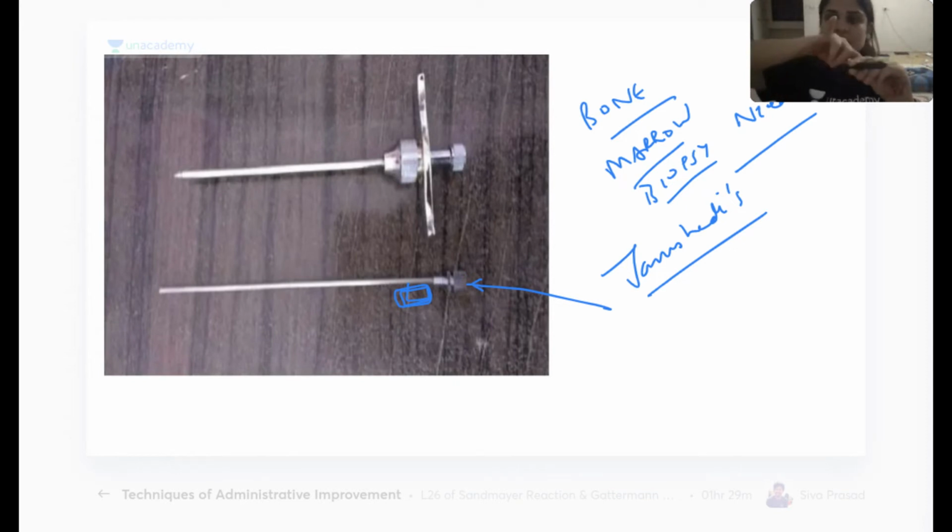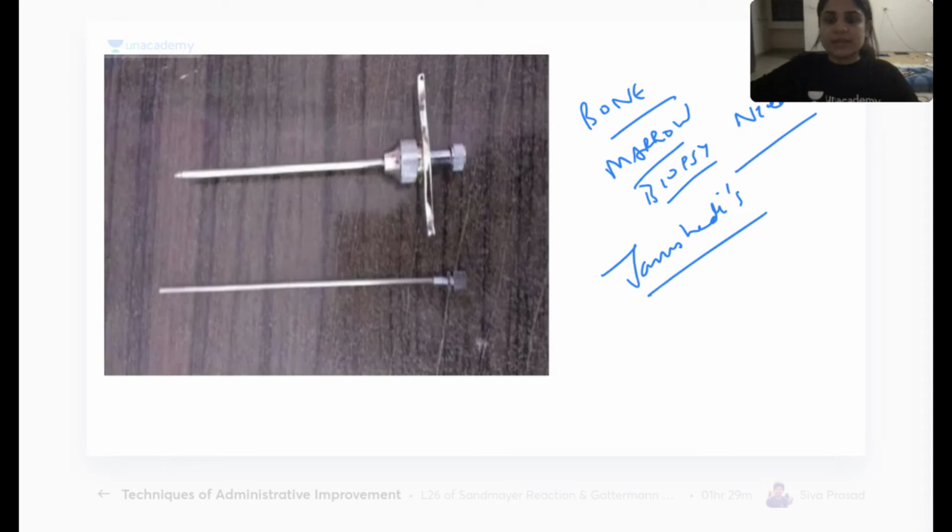But for your biopsy, you need something to hold on to and push the needle into the bone, and then you take a piece of the bone and you remove it out. So to hold and to push the needle, you require the presence of a flange. This flange will help you get a grip and push the needle right into the bone, and then you can pick out a biopsy. So this is the difference between your bone marrow aspiration and bone marrow biopsy needle. So understood how to identify them? Okay, got it.